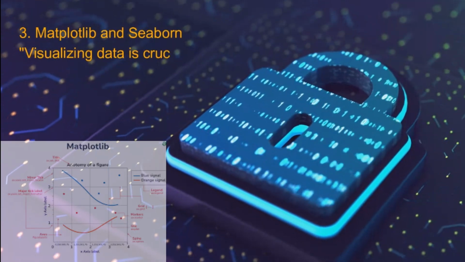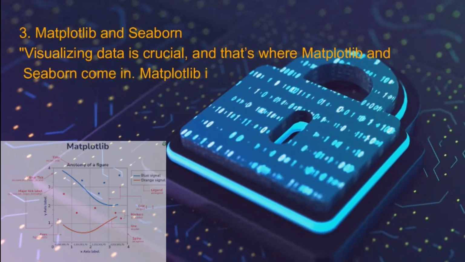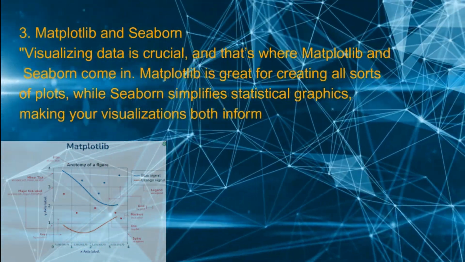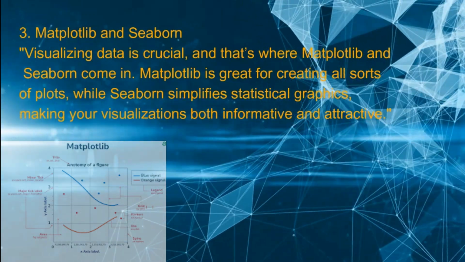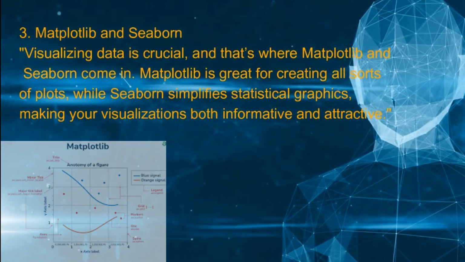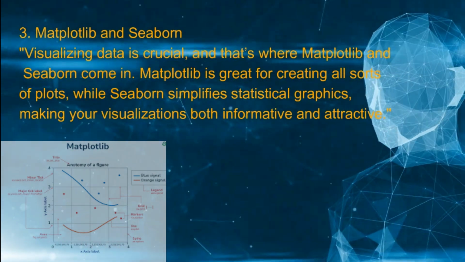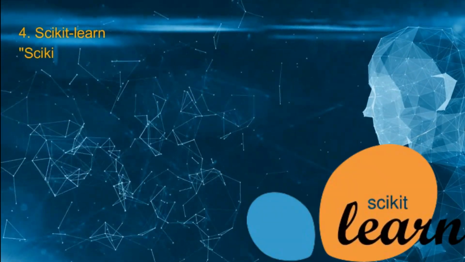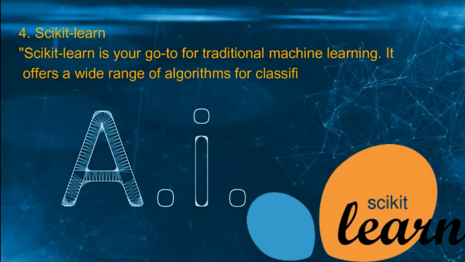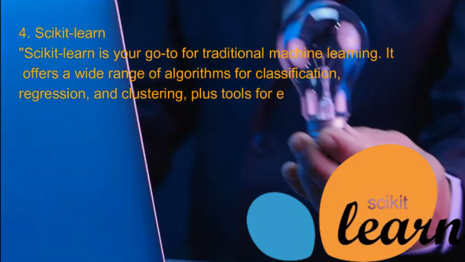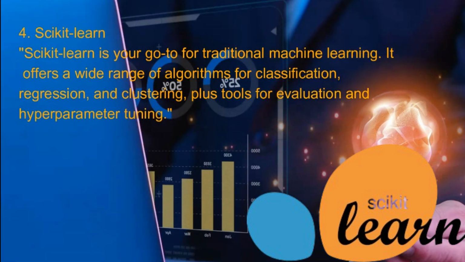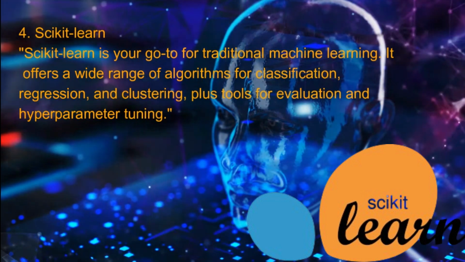3. Matplotlib and Seaborn. Visualizing data is crucial, and that's where Matplotlib and Seaborn come in. Matplotlib is great for creating all sorts of plots, while Seaborn simplifies statistical graphics, making your visualizations both informative and attractive. 4. Scikit-learn. Scikit-learn is your go-to for traditional machine learning. It offers a wide range of algorithms for classification, regression, and clustering, plus tools for evaluation and hyperparameter tuning.